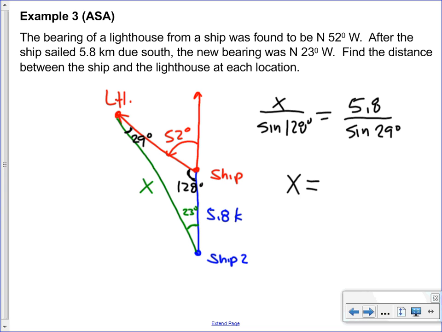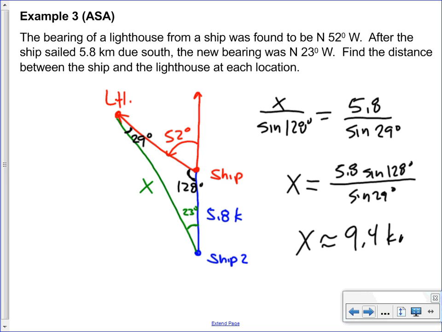Okay. Here we go. 5.8 sine 128 divided by sine 29 is 9.4 kilometers, because it only did one sig thing. Is that right, Will? 9.4? Yay. Okay.